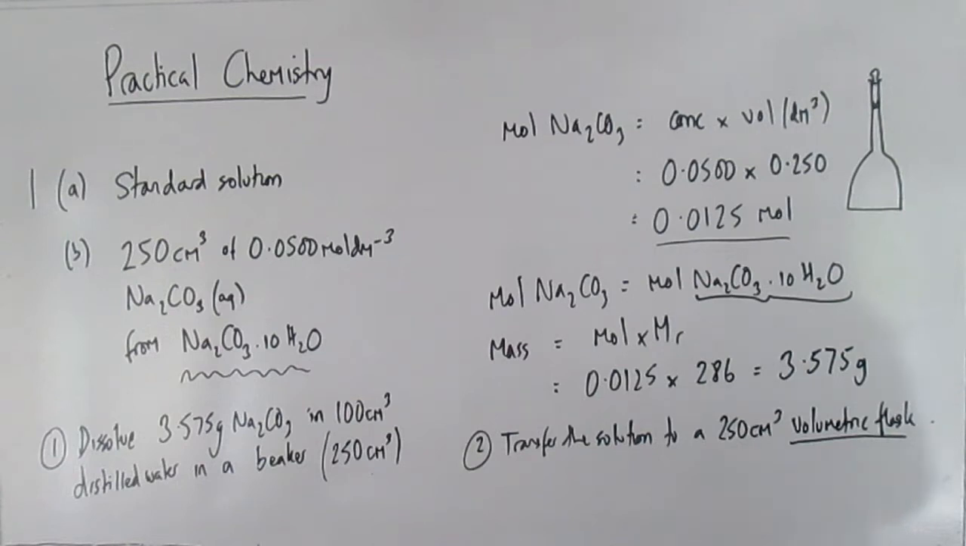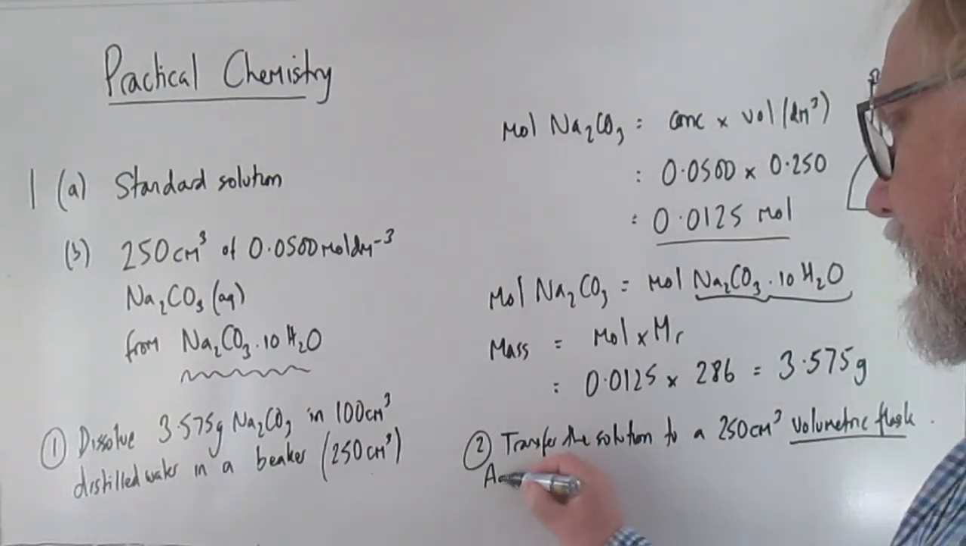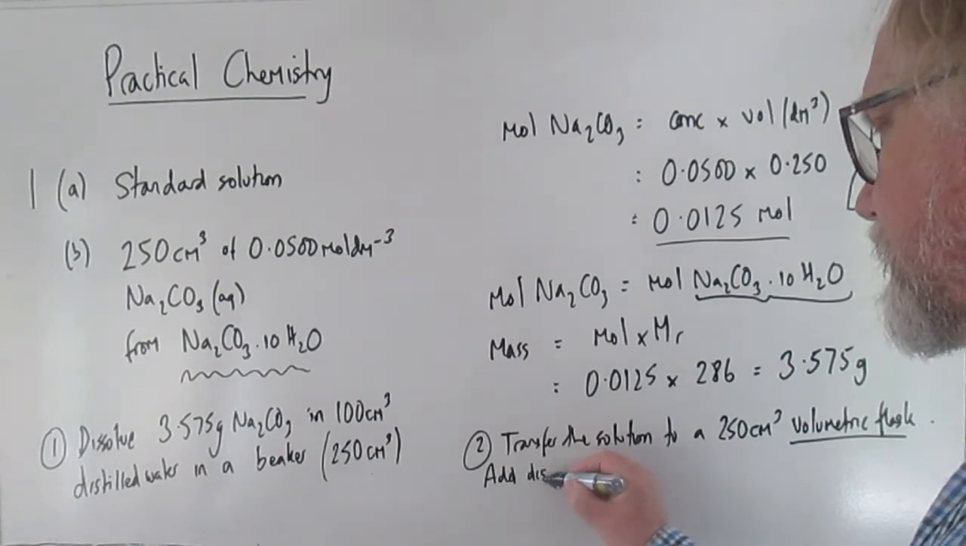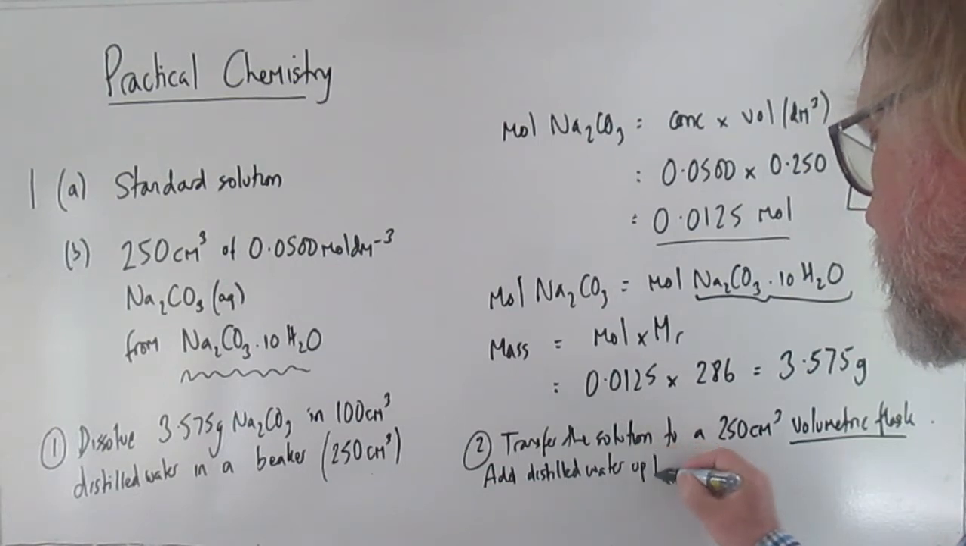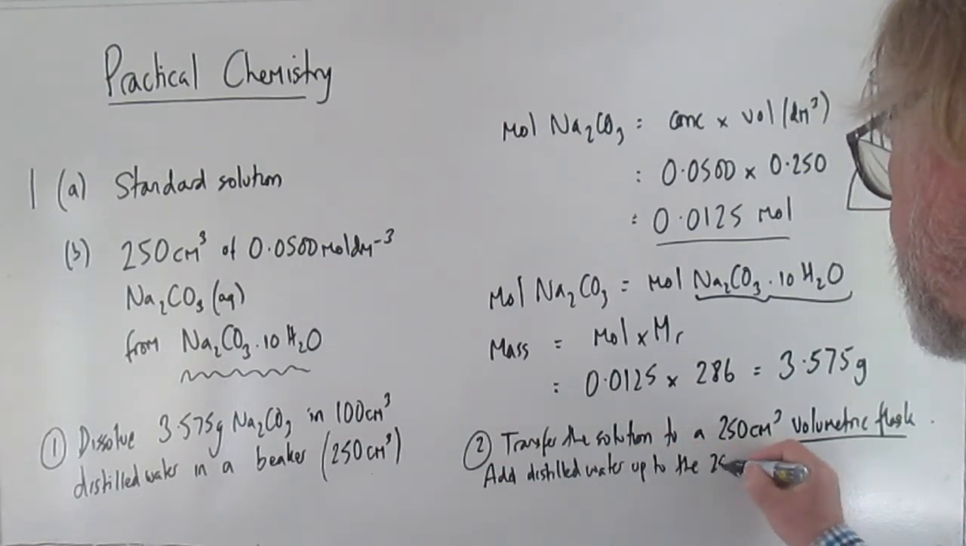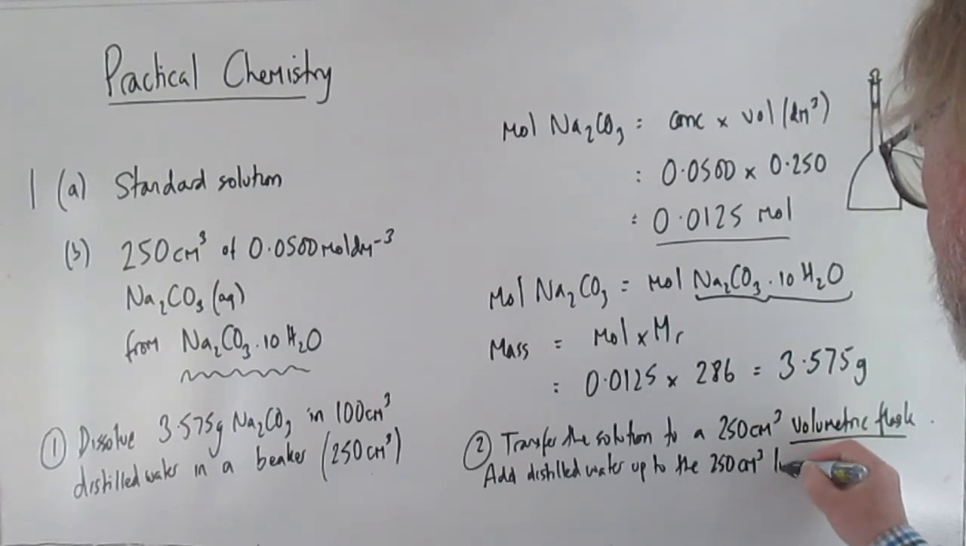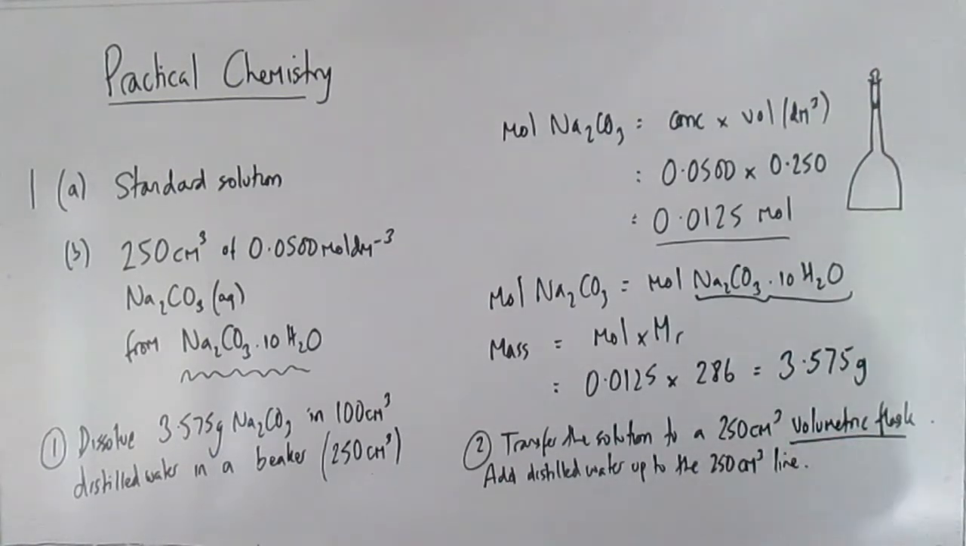So transfer to a 250 cm cubed volumetric flask, and then you're going to add more distilled water up to the 250 cm cubed line. And then the final thing is that it's not going to be mixed properly, because obviously you're going to have added your solution at the bottom and then you've added water onto the top, and it's not going to be completely mixed. So you invert repeatedly, which just means you put the stopper in the top, turn it upside down and back again. So invert repeatedly to mix.